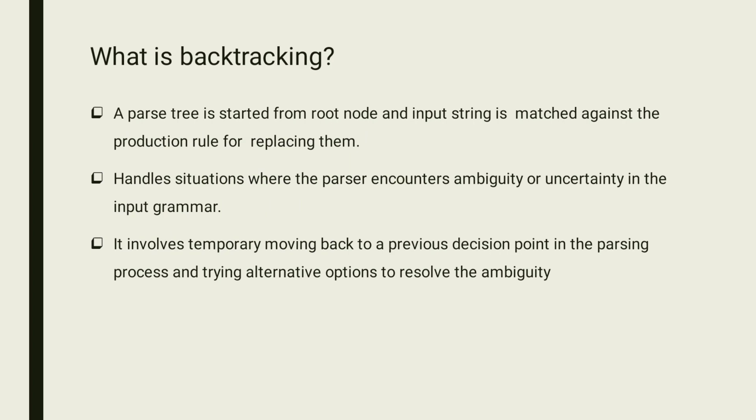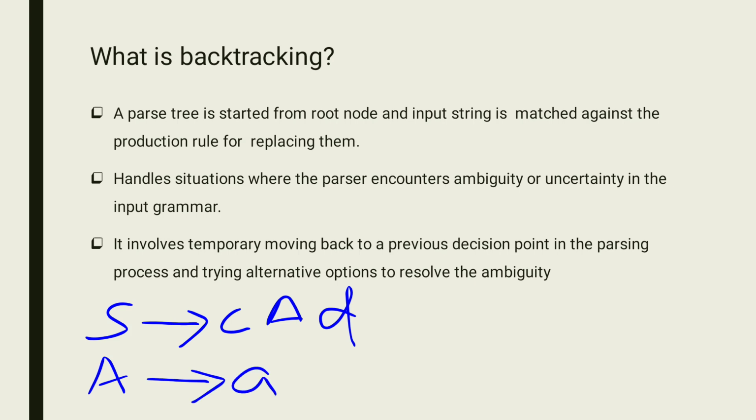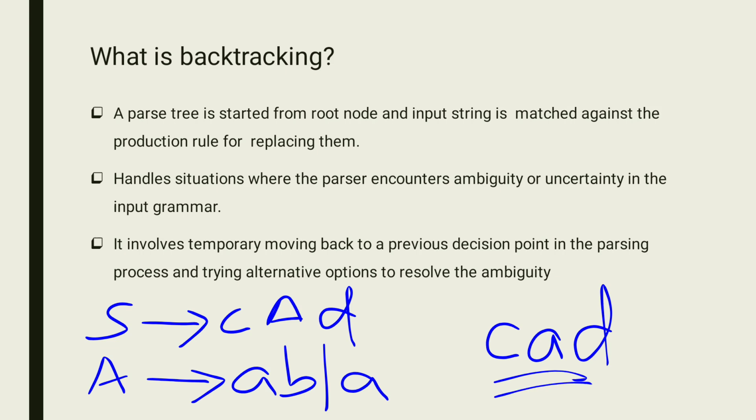To start with, what is backtracking? The parse tree is started from the root node, and the input string is matched against the production rule for replacing them. For example, to understand this, I'll give you a simple example where S is the root node, and CAD is the production. And the other production is A gives AB or A. By using these productions, we have to match the input string such as CAD. By using these two productions and terminals, we have to produce the input string.